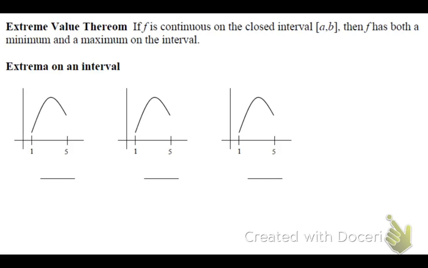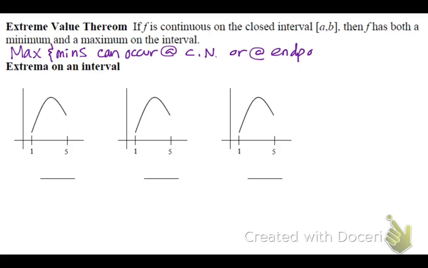So let's make ourselves a little note. Those maxes and mins can occur at the critical points. Actually, I'm just going to start abbreviating critical points as CN for critical numbers. Or they can occur at endpoints. All right, so make sure that you test both all the critical points and all of the endpoints for what is the absolute minimum and absolute maximum.